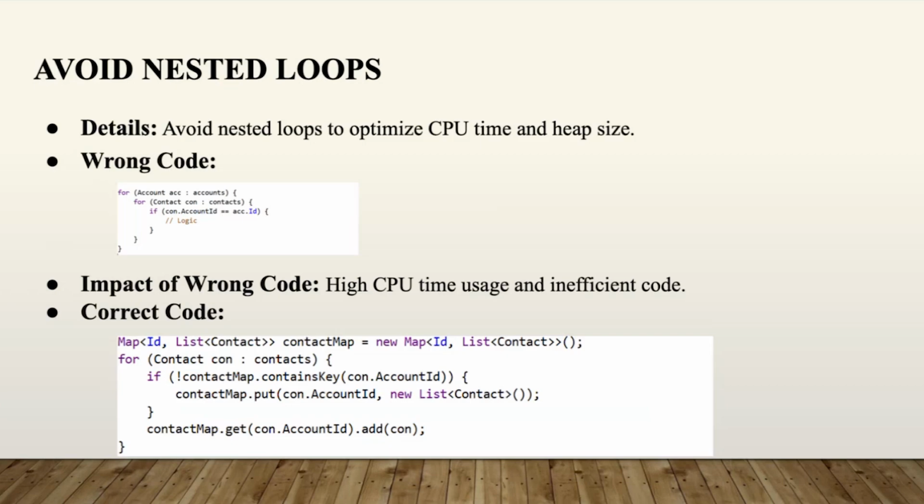So the next important thing is avoiding nested loops. We are doing this many times. Whenever you need to use two for loops, you need to thoroughly check if there is any other way possible, because nested loops can take high CPU time and cause inefficient code. You can utilize a map instead of using the nested loops. In your code, mostly it should be only a single for loop instead of a nested loop.